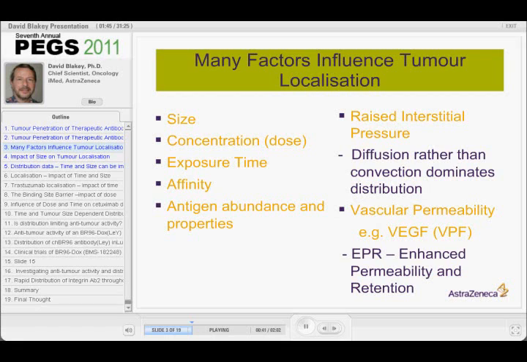Two things I want to emphasize. It's been mentioned already that most tumours have raised interstitial pressure because of poor lymphatics, and the consequence of that is that diffusion rather than convection dominates the distribution. And so that slows distribution through the tumour mass. So that's a negative factor.